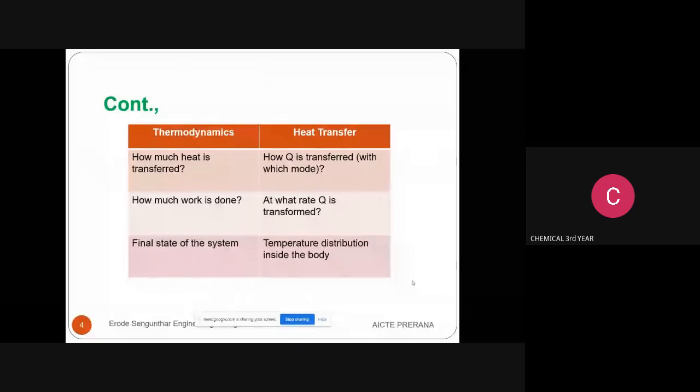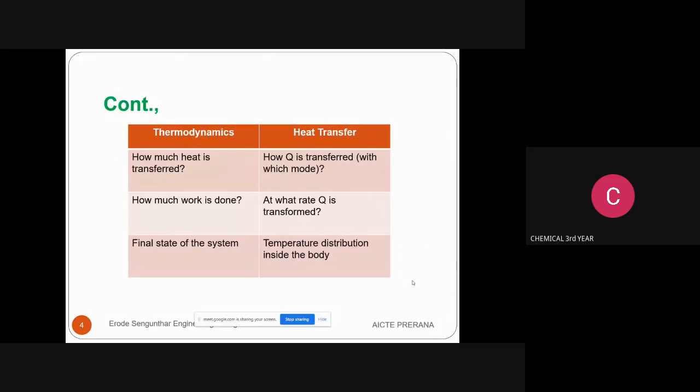Okay, and in which point are both the subjects differing? Routinely we get this kind of question in our mind, because we are studying thermodynamics and heat transfer, and in which point are both the subjects differing?